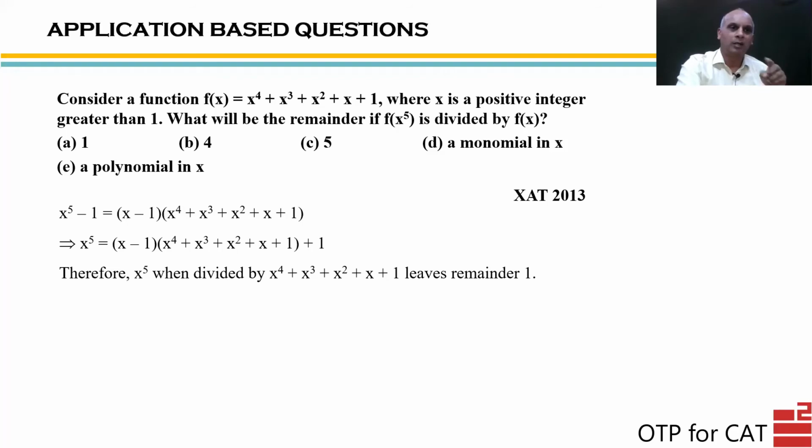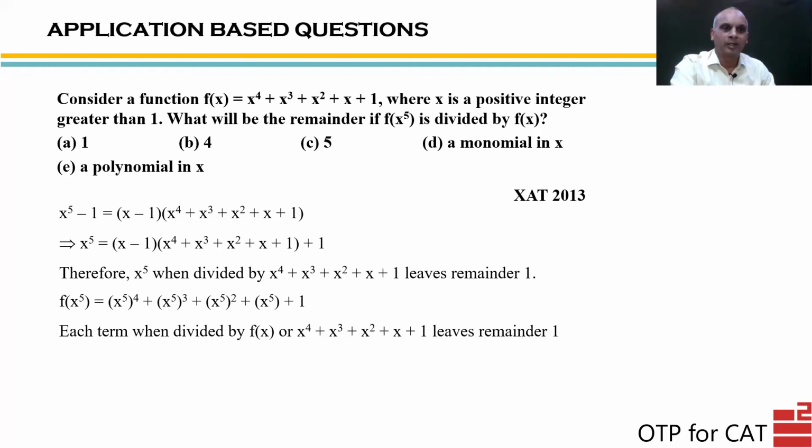Keep this thing in mind. Now my question says f(x to the power 5). So let us get to the expression of f(x to the power 5), which is equal to, in the expression of f(x), wherever we see x, we should replace it by x to the power 5. So the expression becomes (x power 5) to the power 4 and so on. Basically the question is f(x5) divided by f(x), what is the remainder? So in this last equation, I'm dividing the right hand side entire expression also by f(x). And what is f(x)? The expression x4 plus x cube and so on.